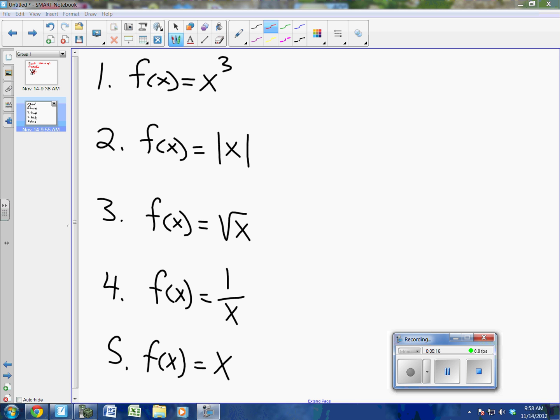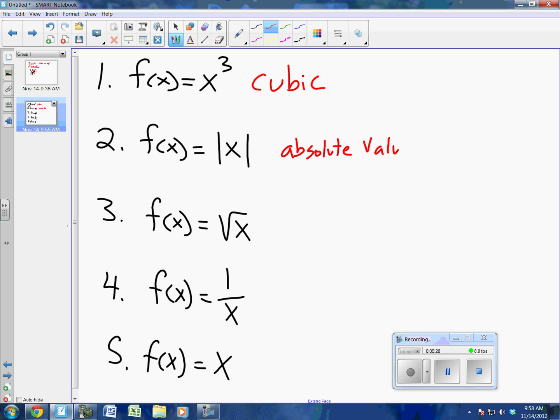What type of function is this one called? Cubic. Good. What kind of function is this one called? Absolute value. This one's called, good, square root. This one is called a reciprocal or rational.